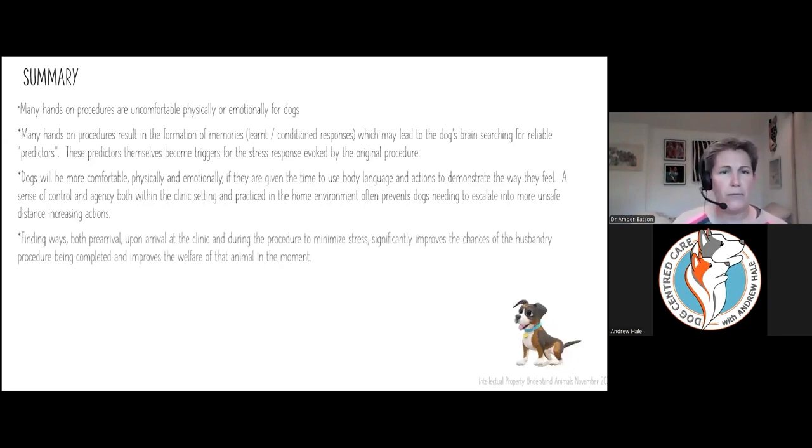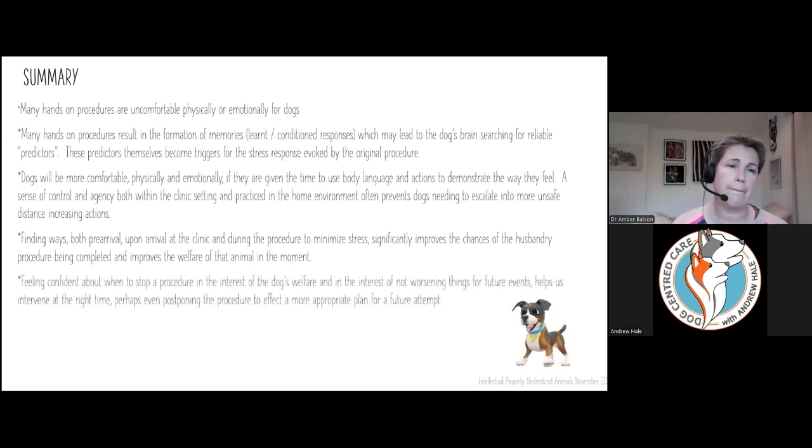Finding ways before arrival, on arrival, and during the procedure to minimize stress significantly improves the chances of the procedure being completed, as well as improving the welfare of the animal in the moment, and arguably meaning that if we're doing testing, that we get better test results as well.